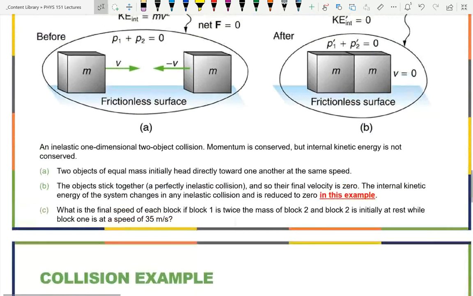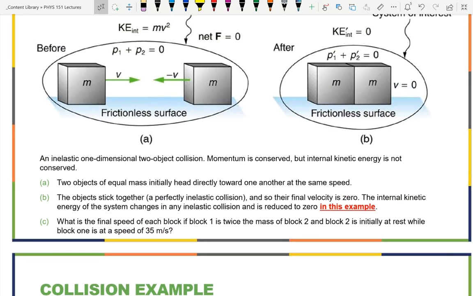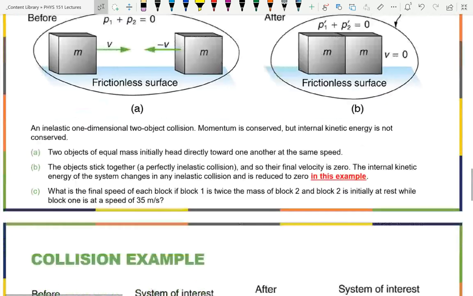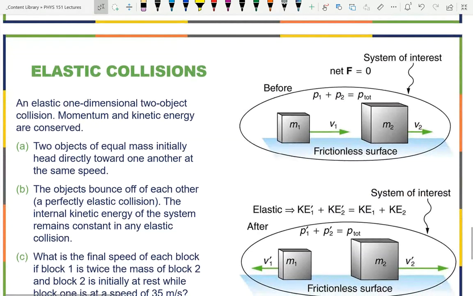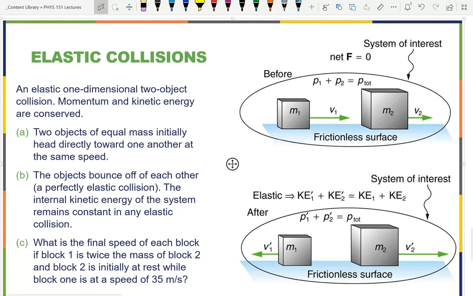I gave a problem here. Because I only have 8 minutes left, I'm going to skip over this problem because we've already done essentially the work of it, and go to the elastic collision. So the elastic collision is, for our purposes, going to mean that kinetic energy initial is equal to kinetic energy final.